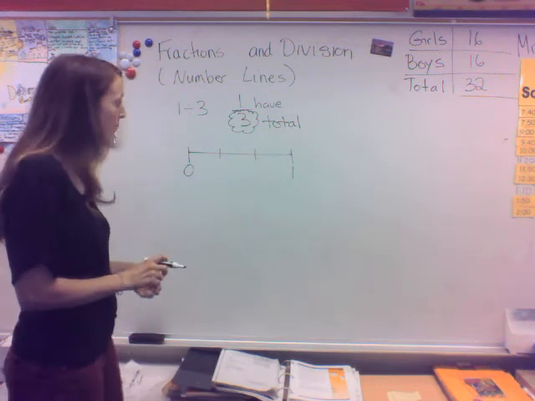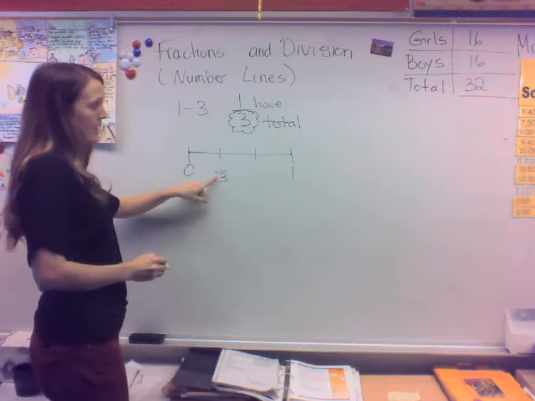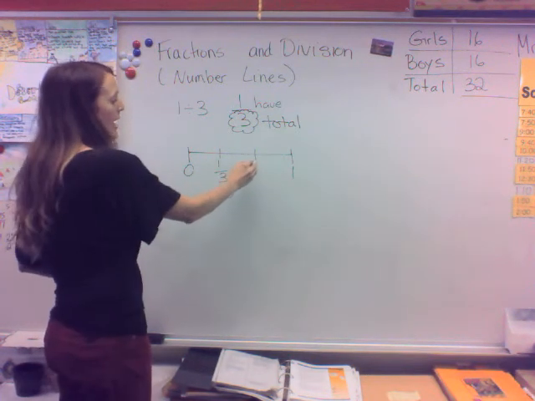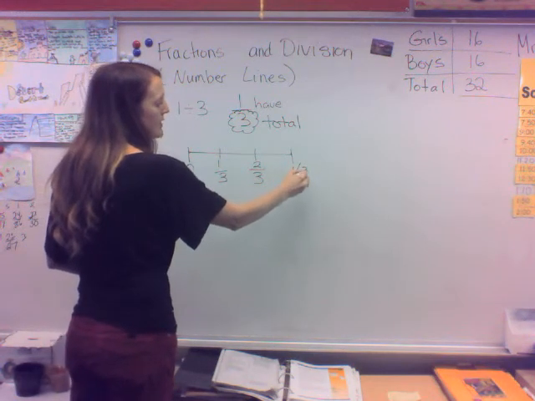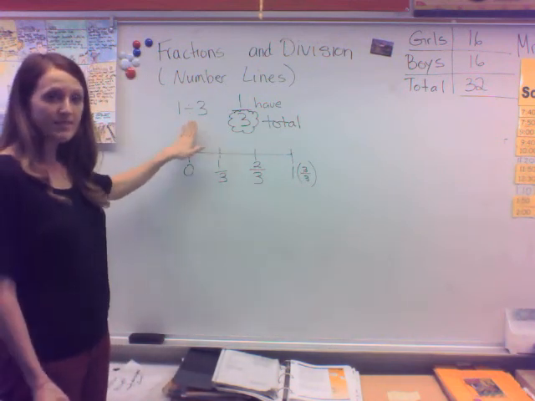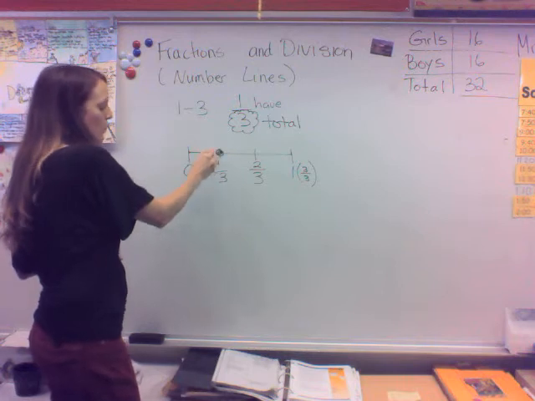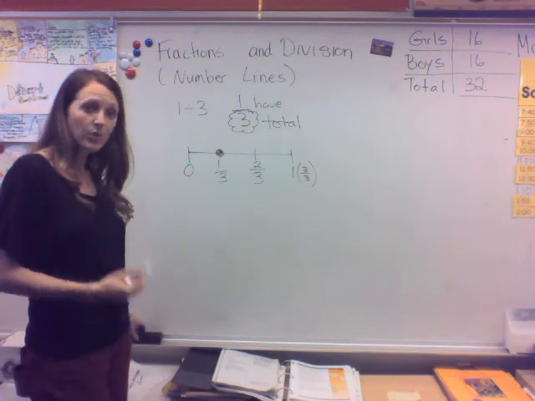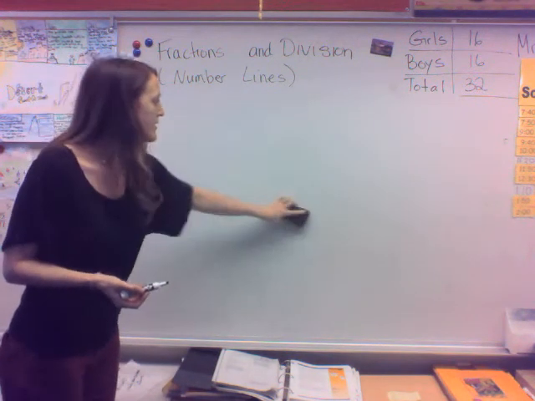And now I'm going to label it. If I have 3 pieces total, the denominator tells me my pieces total, and this is my first one, and here's my second one out of 3, and 1 whole is the same as 3/3. I wanted to mark 1 divided by 3, so I just put my dot on 1/3, which is the same as 1 divided by 3. We're going to go through a couple more examples just to make sure we understand.